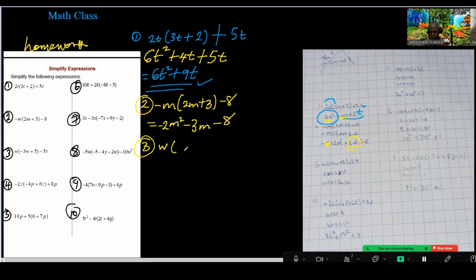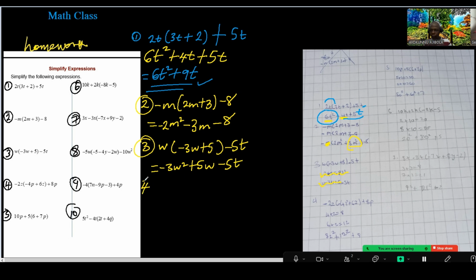Then number 3, w into negative 3w plus 5, then minus 5t. Since you see 5t there, it has nothing to do with them. It will exist in your answer. So w times this one is going to give me negative 3w squared, and w times 5 is going to be 5w, then minus 5t. You lost your way here too, so take note of that. Because this negative 3w times the w is negative 3w squared.